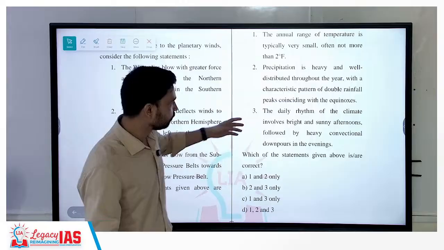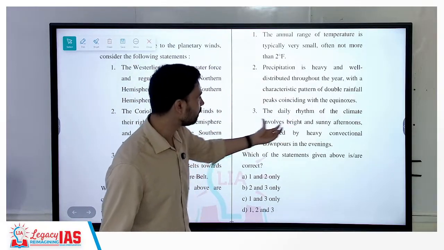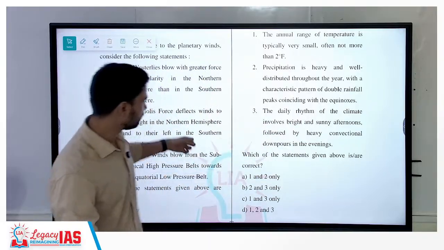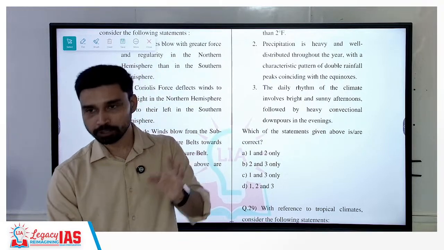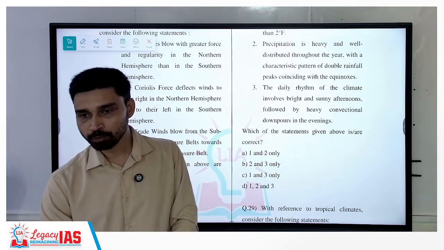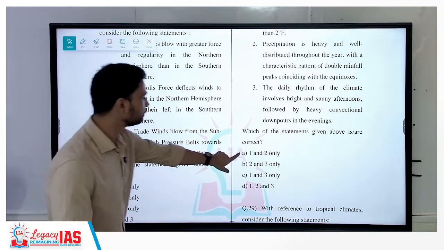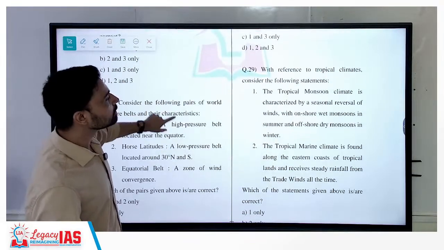That's why I said it. Many times we get excited and just look at this first part: daily rhythm of climate involves bright and sunny afternoon. Go through the entire statement, then only think about it. Even if you feel you have 100% surety about it, still give some time, a few seconds, a few minutes. So what is the correct option? 1 and 2, A.